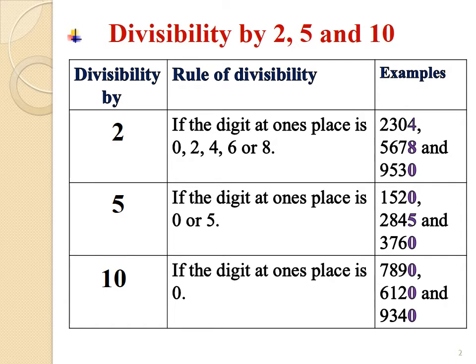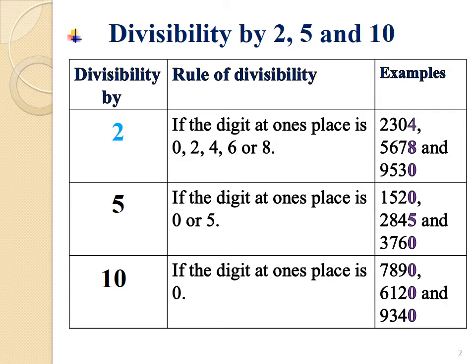Test of divisibility. The test of divisibility tells you whether a number is divisible by another number or not without actually doing division. So, now let's learn the rules of divisibility. Divisibility by 2, 5 and 10. Divisible by 2. A number is divisible by 2 if it is an even number. That is, the digit at its ones place is 0, 2, 4, 6 or 8.